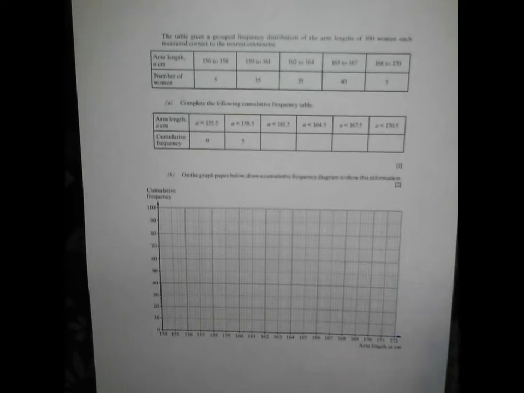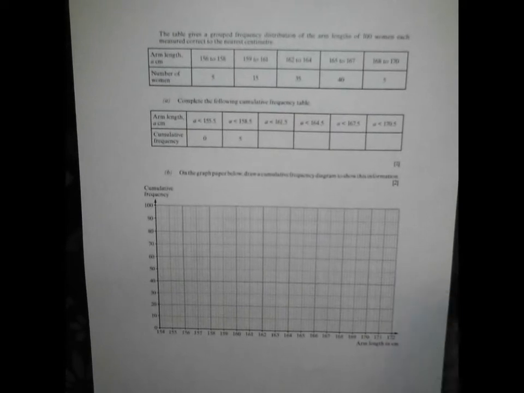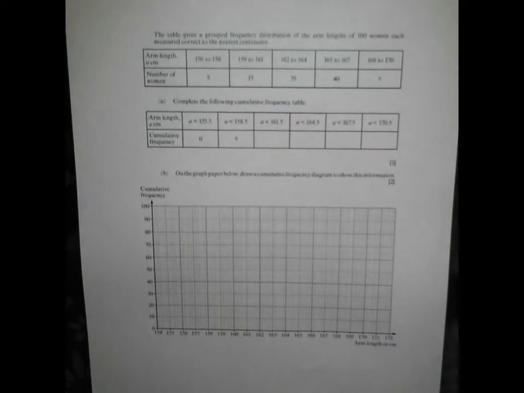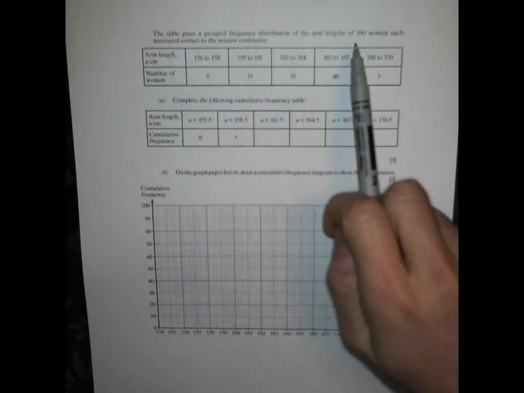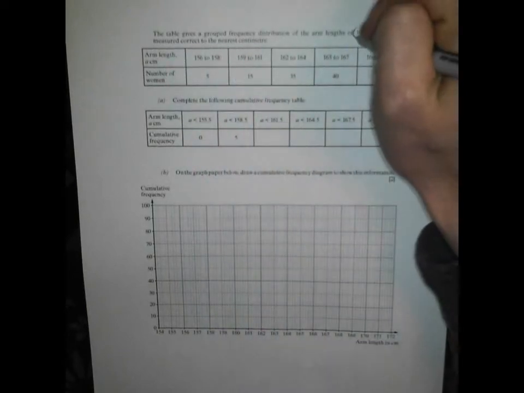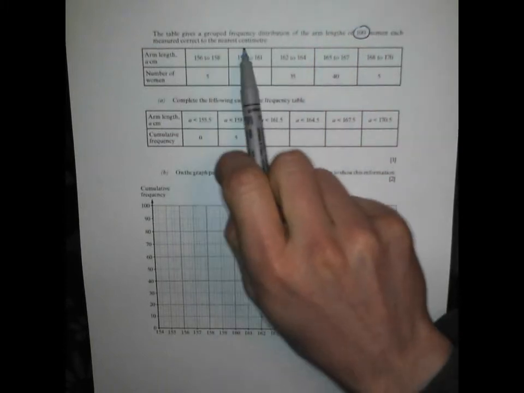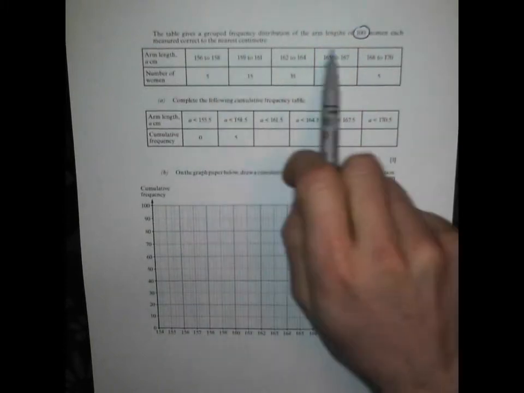Now, a fairly nice one here, fairly straightforward, but let's make sure we don't take anything for granted and let's get all our marks. The table gives a group frequency distribution of the arm lengths of 100 women. Let's just get that. Each measured correct to the nearest centimetre. There's all your details there.